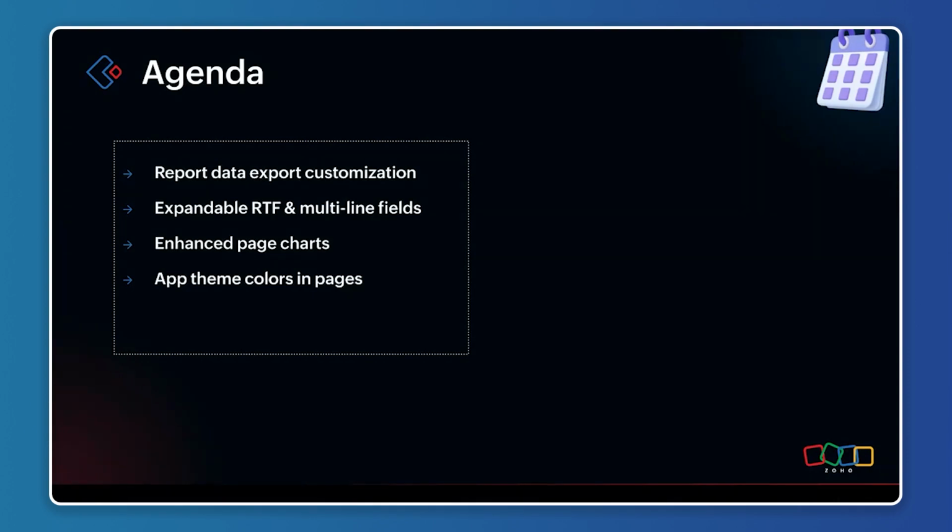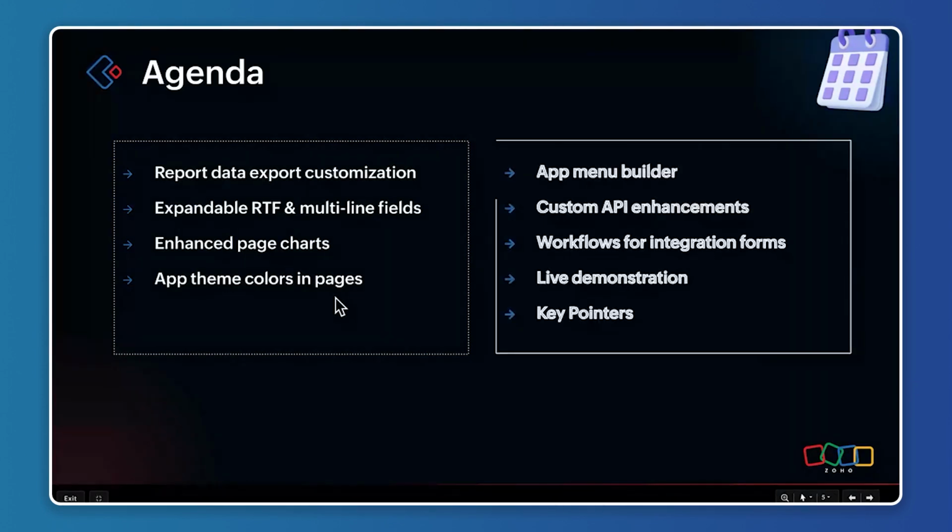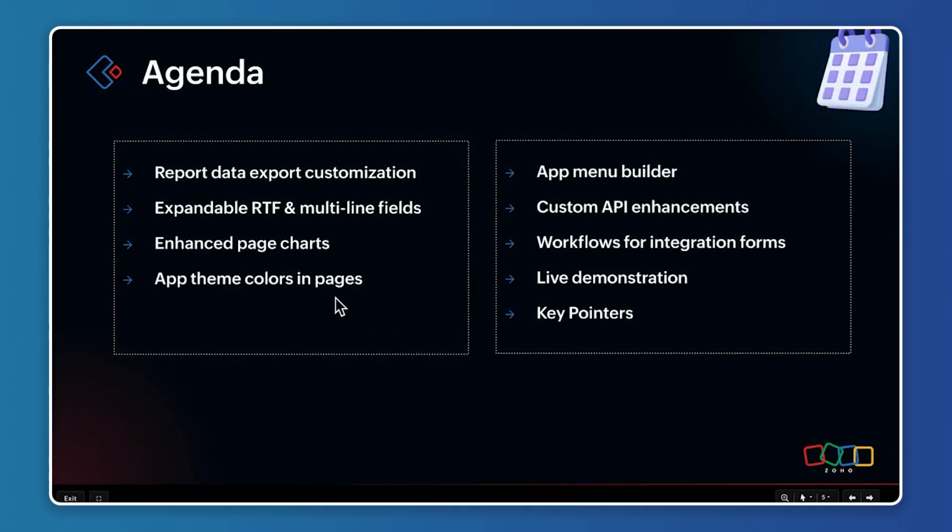We will also be exploring the app theme colors in pages, which is nothing but you choosing a particular app theme for your application. We will understand how that app theme color can be applied to your page elements. Followed by that, we will also be understanding the app menu builder. This is another enhancement that we have made, where you can go ahead and customize your menu based on your requirement.